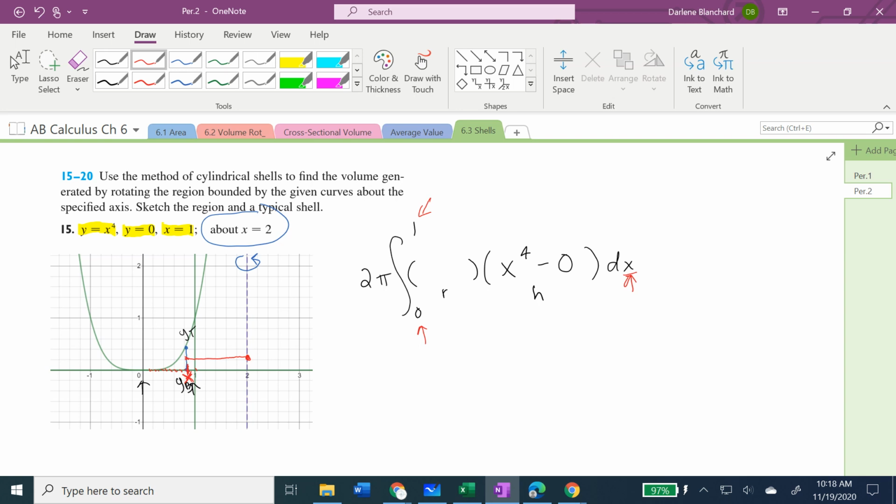And if I want to find this horizontal distance, I need to look at the right x minus the left x. The right x is 2 minus the left x is the x variable itself. And once you get comfortable with the shell method, a lot of people tend to prefer it. But it's nice to be able to have a couple different ways to approach a problem.